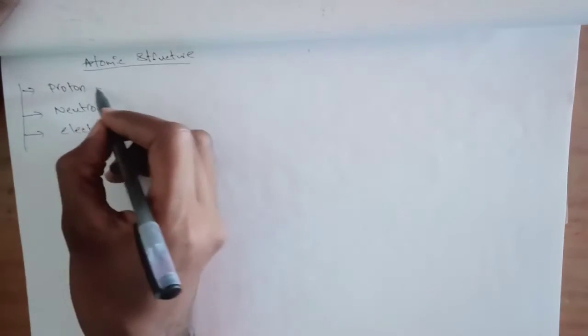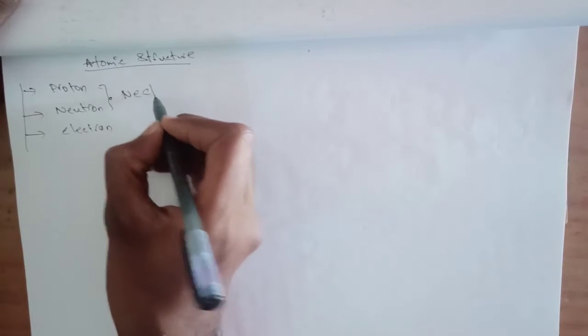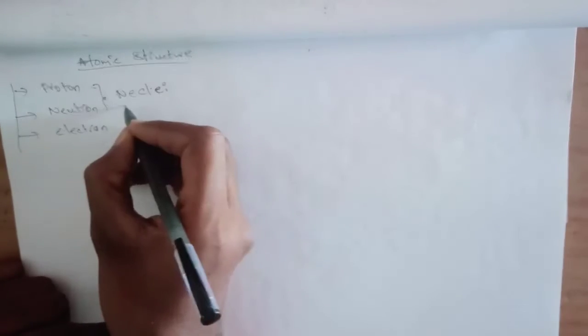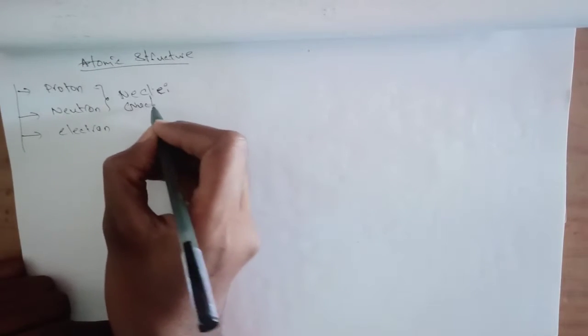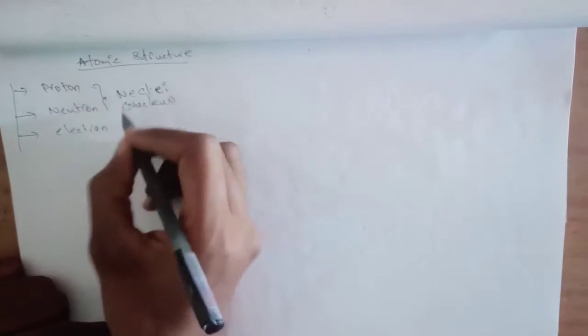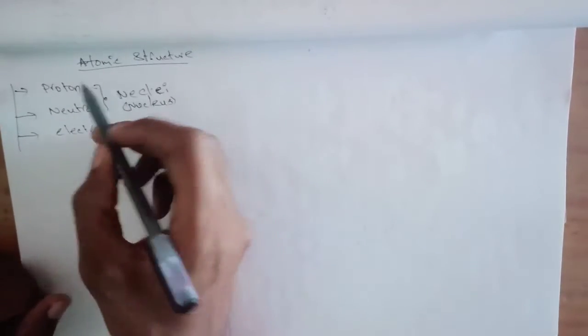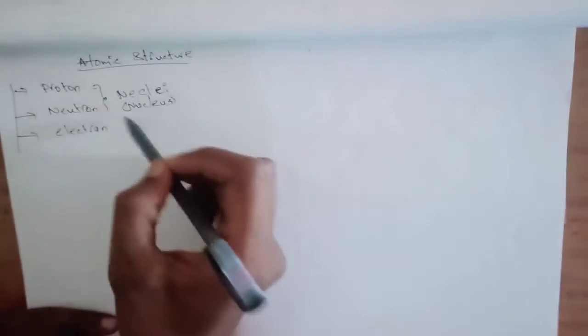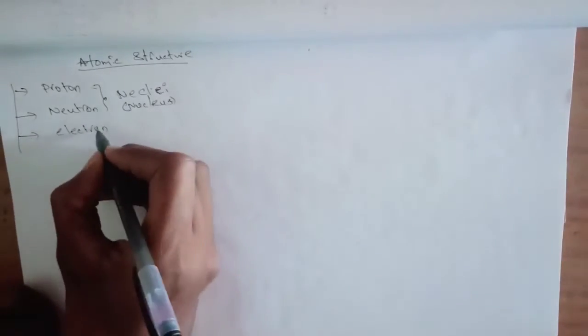The combination of proton and neutron yields the nuclei, which is normally known as the nucleus. The nucleus is at the center of the atom. Most of the mass exists at the center of the atom, and the electrons are revolving around the nucleus.